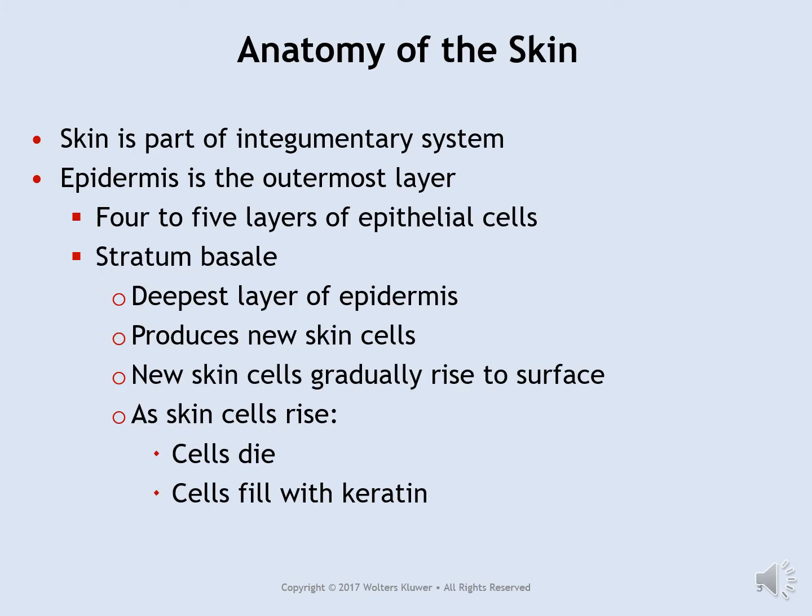Okay, so the anatomy of the skin is as follows. It's part of the integumentary system. The epidermis is the outermost layer. There are 4 to 5 layers of epithelial cells. Underneath that, there's a stratum basale. It's the deepest layer of the epidermis, and that is where new skin cells are produced. Skin cells gradually become keratinized and rise to the surface.